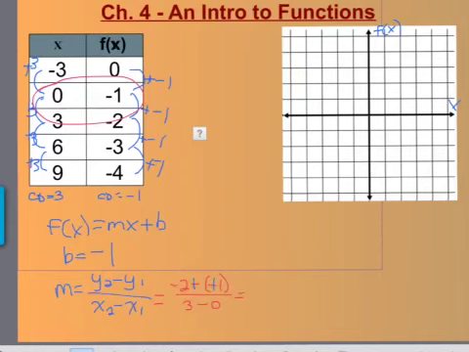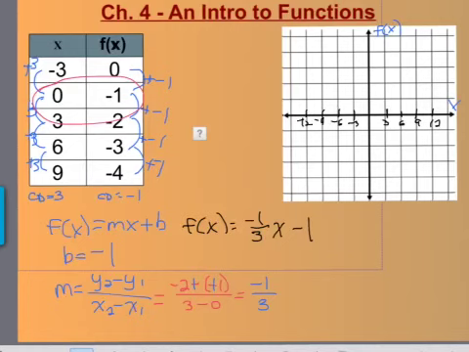So let's start by graphing this. Well, on the x values, I'm going to count by 3s, just to make it a little bit easier. 3, 6, 9, 12, -3, -6, -9, -12. And then my f of x values, I'll just count by 1s.